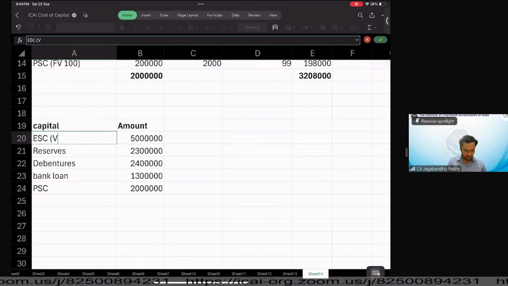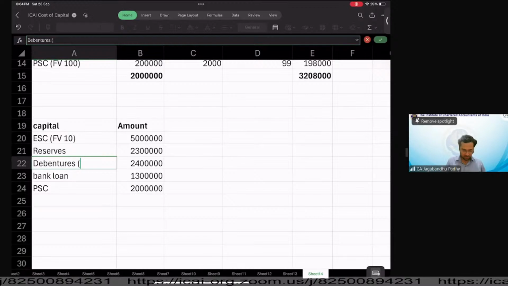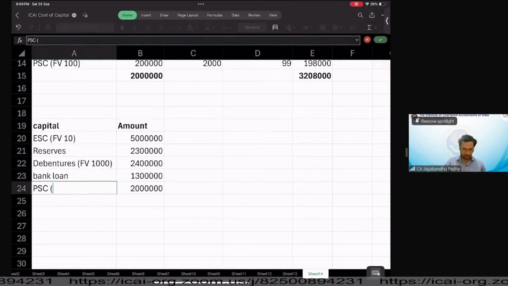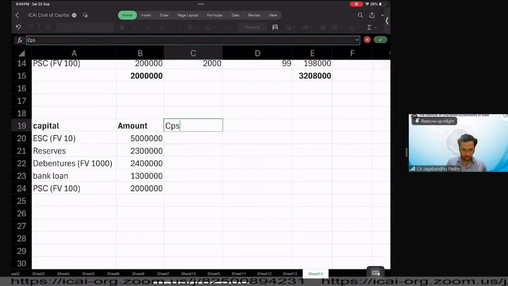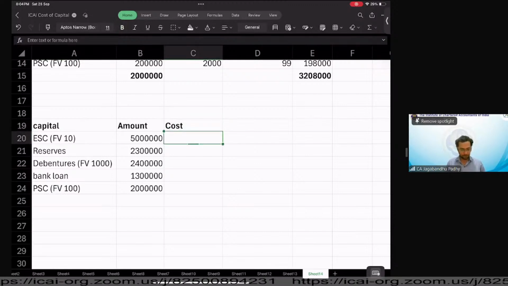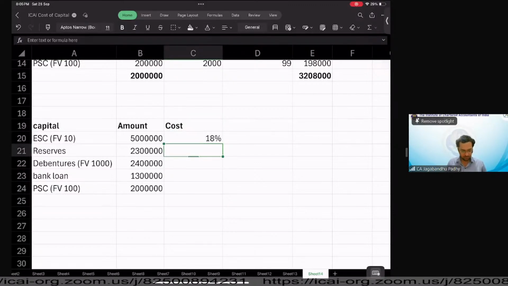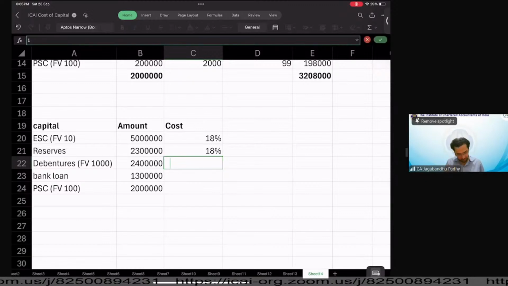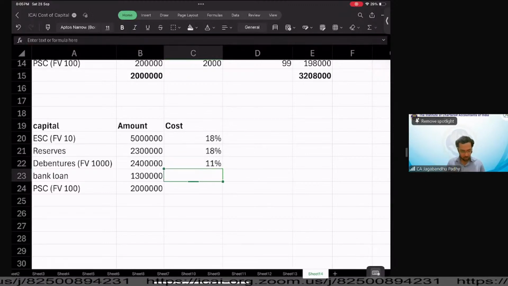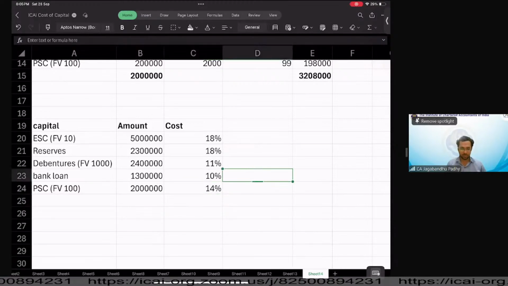Equity share capital is having a face value of 10. Debentures are having a face value of 1000. Preference share capital is having a face value of, let's say, 100 rupees. The cost for them is, let's say, 18%. Of course, cost for reserves is also 18%. Debentures are having a cost of, suppose, 11%. Bank loan, there is a cost of 10%, and preference shares are having a cost of 14%.